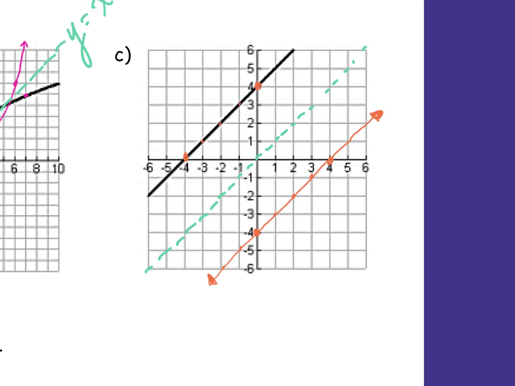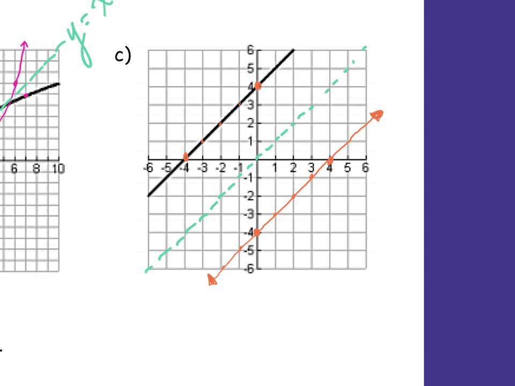So the green line didn't have anything to do with finding the inverse. It was just an observation that I made. That's all. It had nothing to do with it, and I'm sorry that kind of confused you.